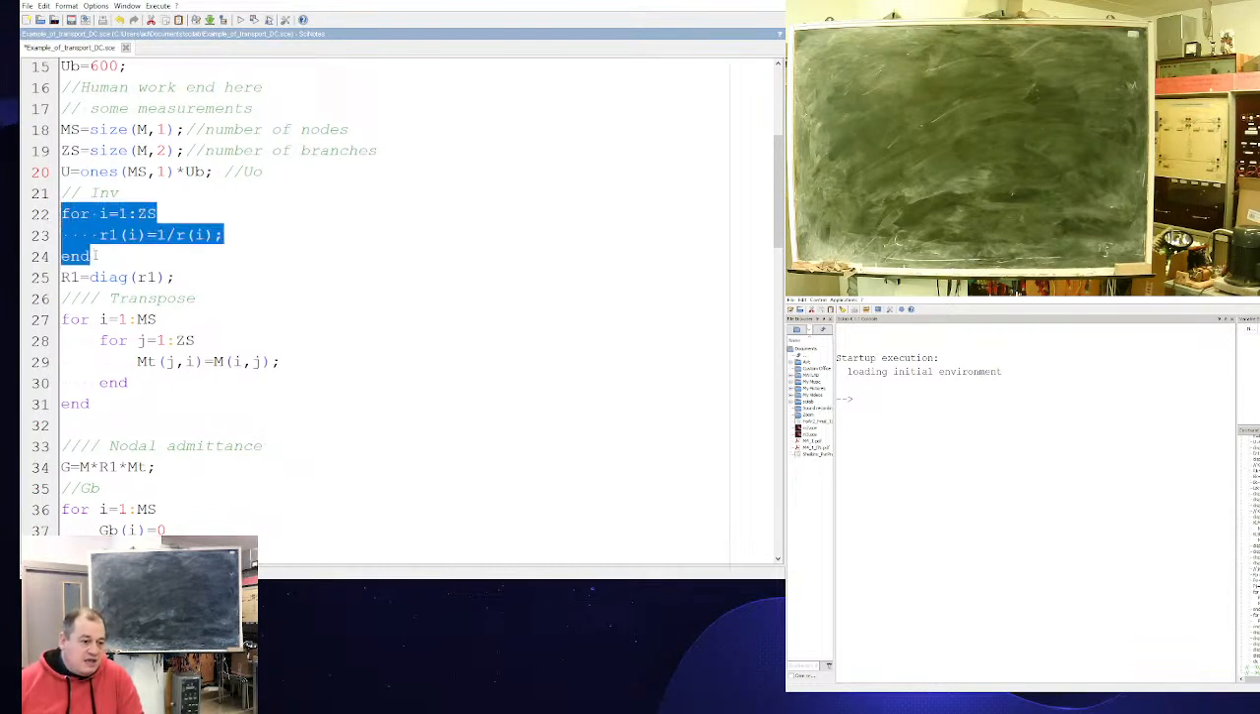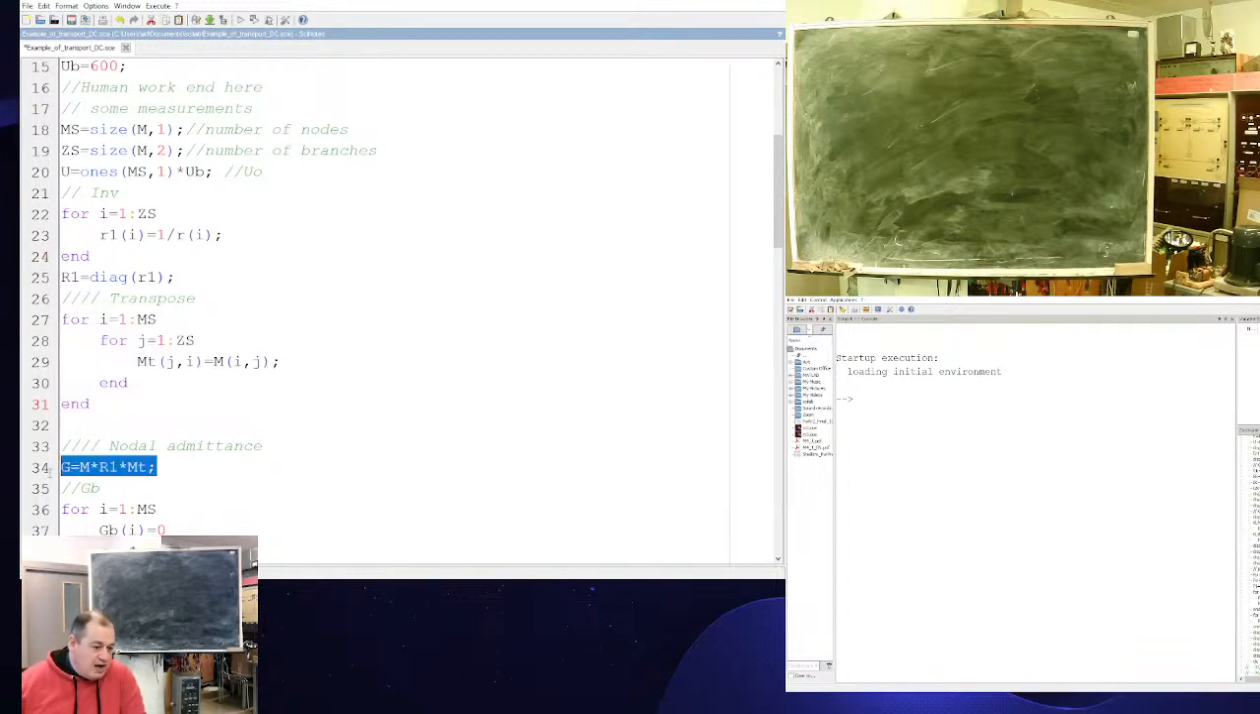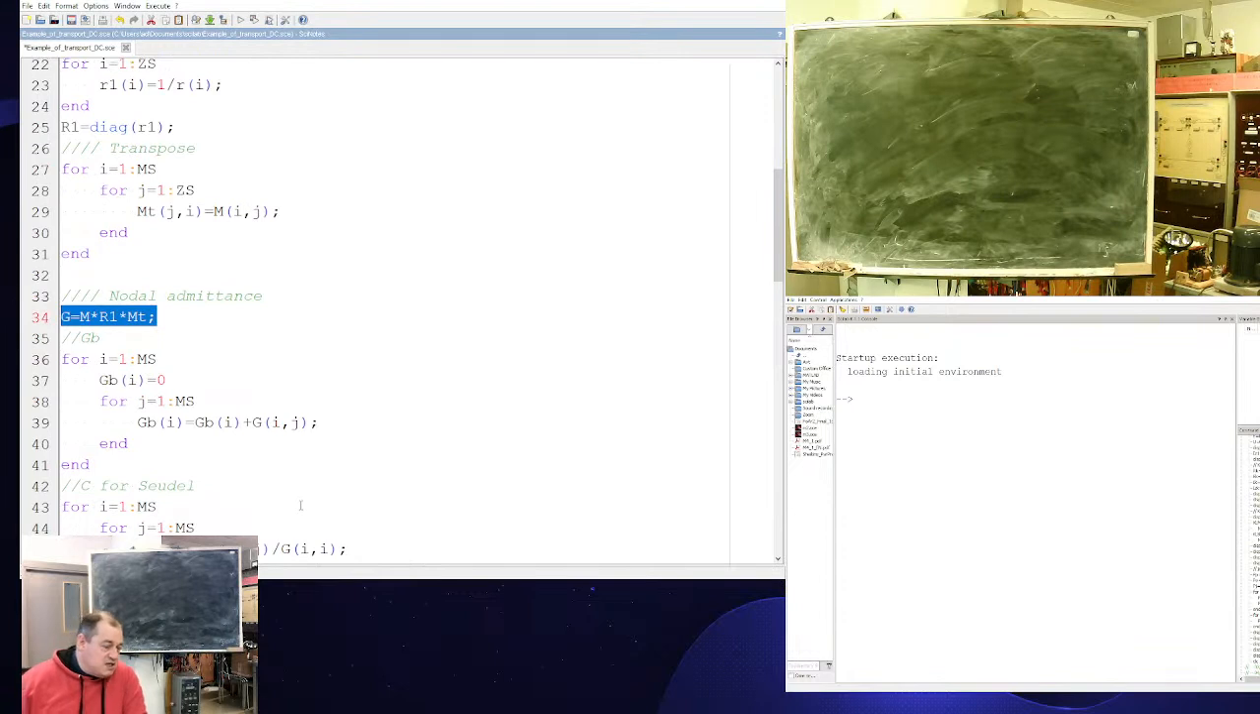Here, I need the inverse resistance matrix. Since only the main diagonal is filled, it's very easy, a one-quarter cycle. I will also need the transposed first incidence matrix to conduct this. Actually, I need the nodal admittance matrix. I will not make it by hand. I just know it's M multiplied by inverse resistance multiplied by transposed incidence.